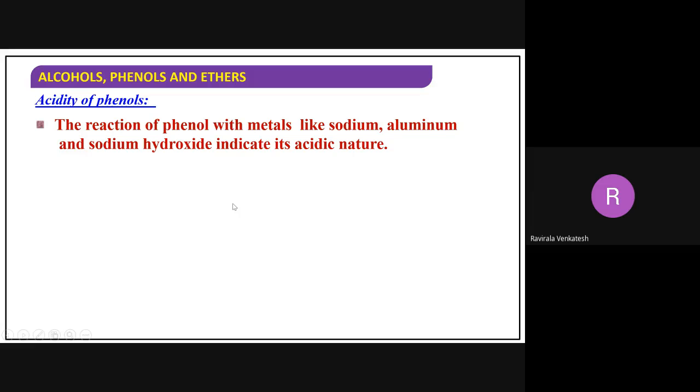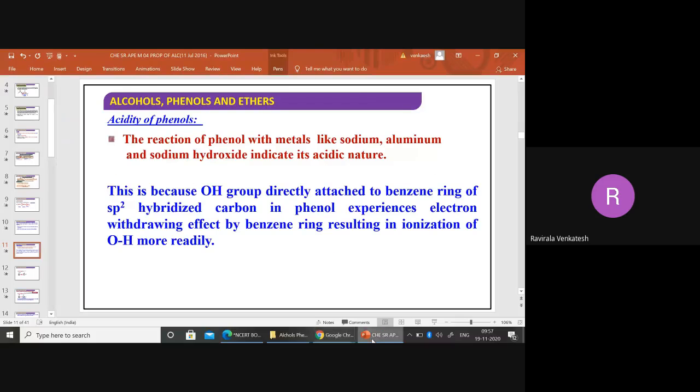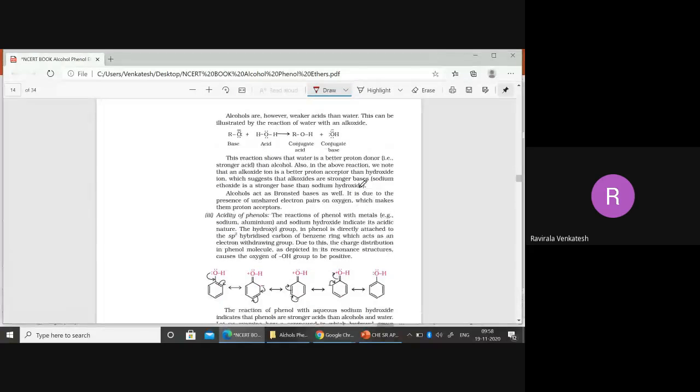Next, you see the acidity of phenols here. Now, if I write something, what happened here? Shall we take this again? We'll come again to this one. Right? Now, generally, a base will attract the H plus. Now, I will explain this topic actually.